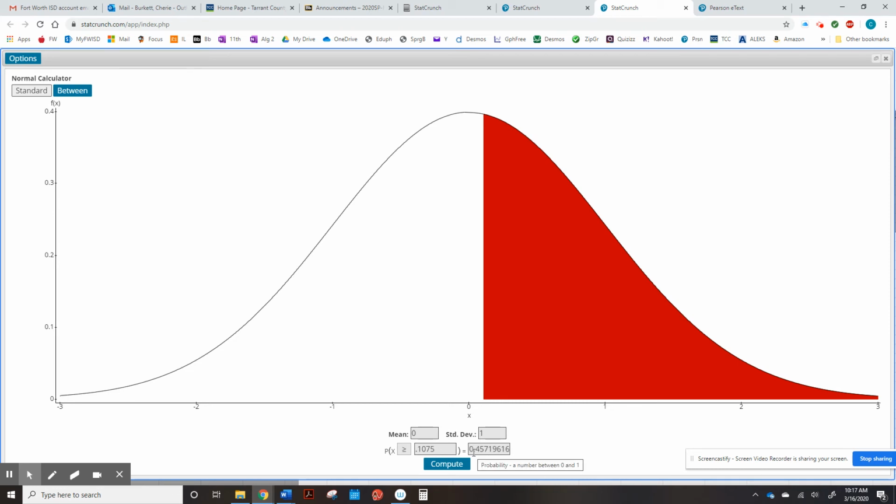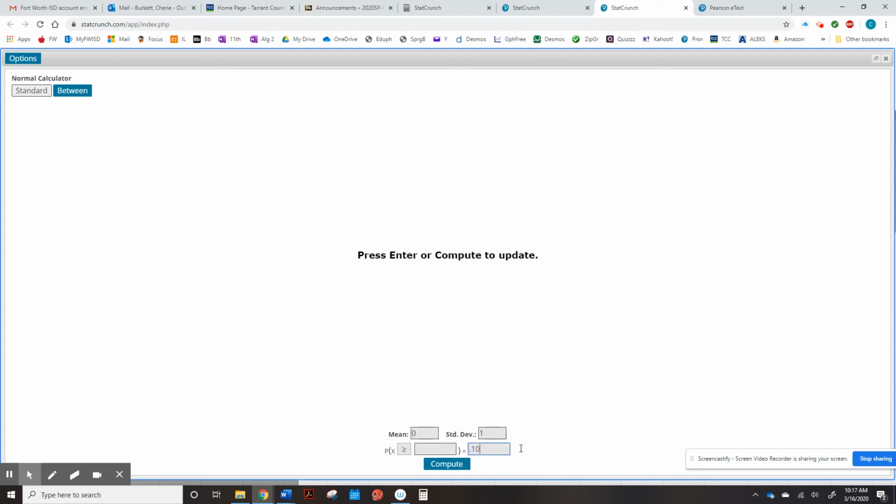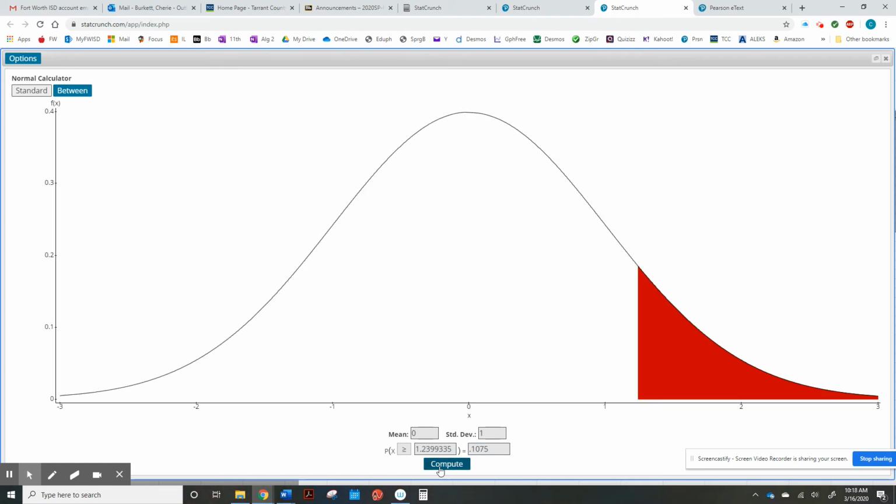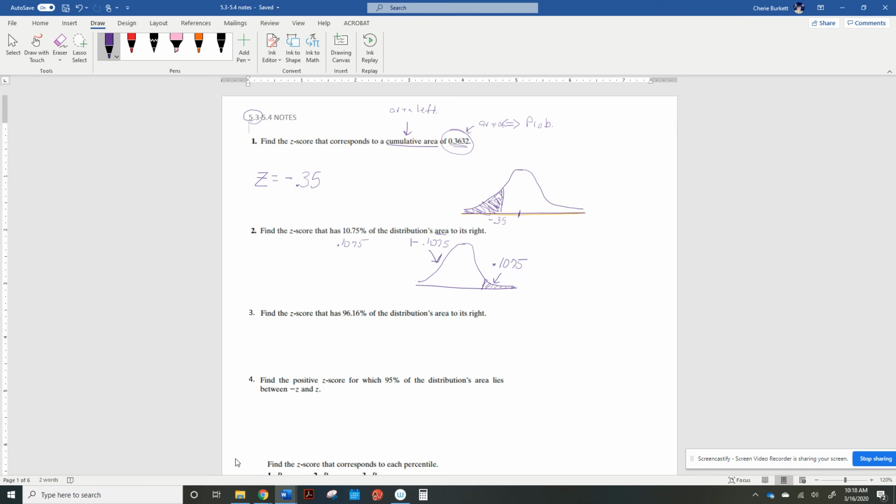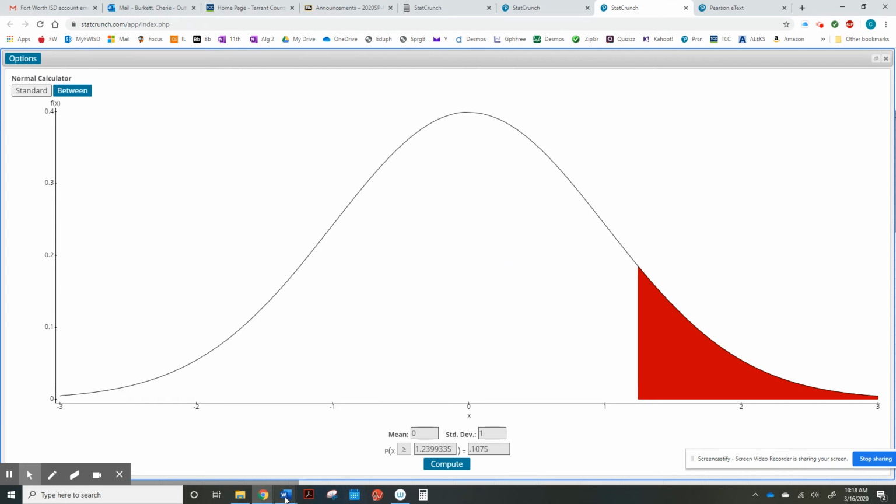Remember, oh, I did it in the wrong place. Sorry. This should have been the area. 0.1075. There's where I type in the area, and they're going to give me the z-score. And the z-score is 1.23, which makes more sense. So the z-score is this thing right here, and it comes out to be 1.24. I'm going to round that. Z-scores are usually rounded to 2 decimal places. So I'm going to come over here and say, okay, this z-score right here is 1.24.